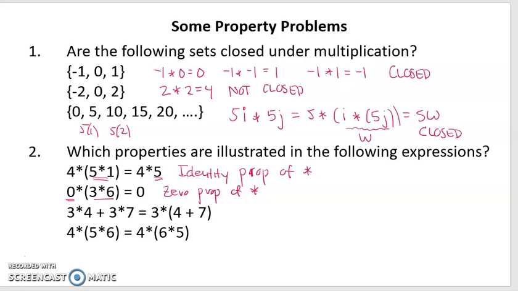3 times 4 plus 3 times 7 equals 3 times 4 plus 7. That is the distributive law, going backwards. Remember, you can go forwards. 3 times 4 plus 7 equals 3 times 4 plus 3 times 7. This just goes backwards. Basically, the distributive law is the basis of factoring out common factors. So that is the distributive property.